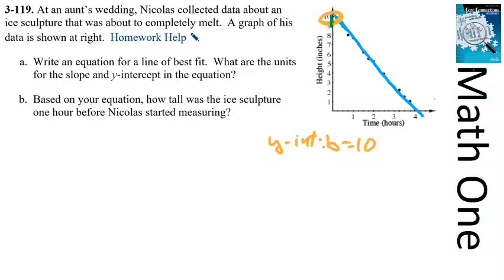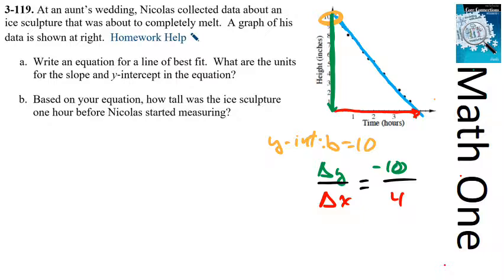I think this would be probably the easiest. If I just look at this, I've got a rise of -10. It went down by 10 in a run of 4 hours: 1, 2, 3, 4. So if I look at this massive slope triangle, I've got a change in y of -10 and a change in x of 4. So x is increasing by 4, and y is decreasing by 10.